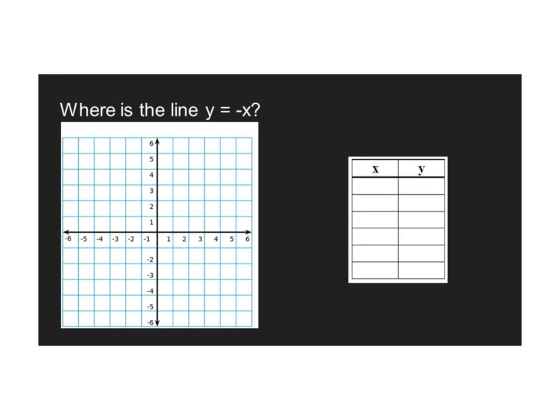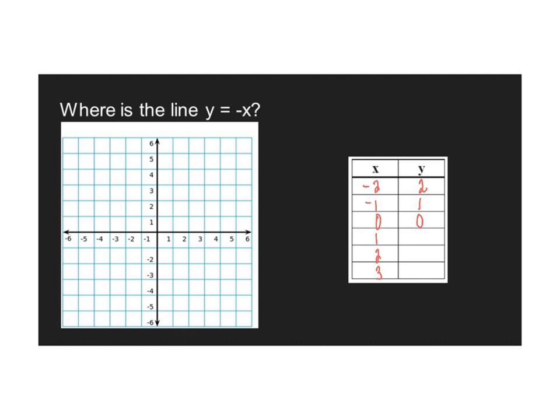This time we need to find where the line y equals negative x is, so I'm going to choose some x values, and I'm going to use my equation to fill in the y side. So if y equals negative x, if the x is -2, it'd be +2. If I had -1, it would be 1. If I had 0, well, that's really just 0.